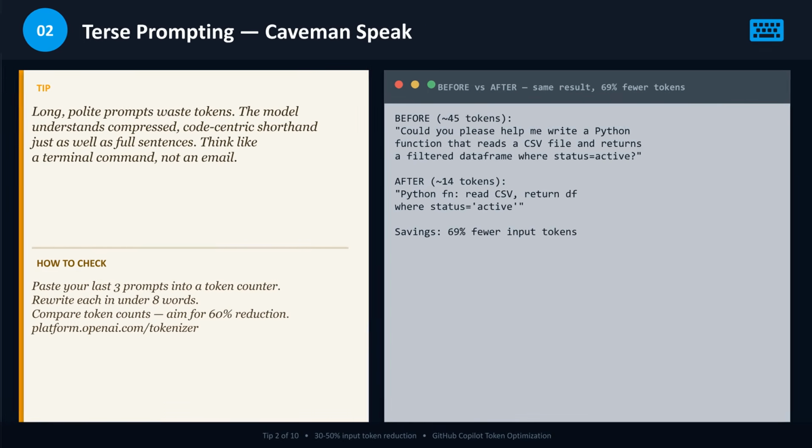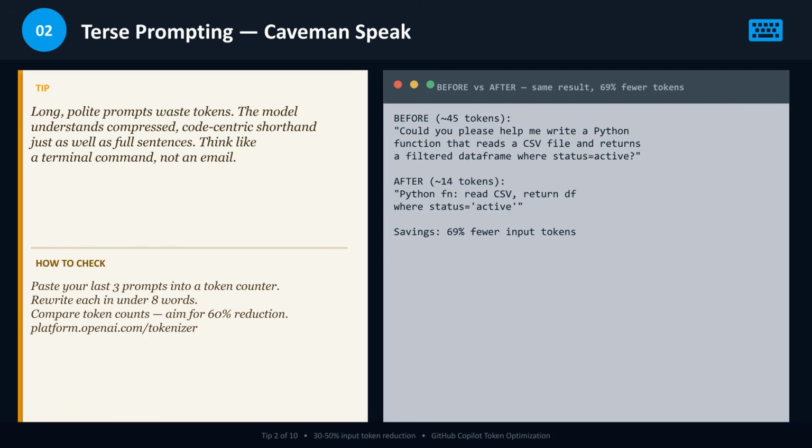Tip 2. Terse prompting, also called caveman speak. Developers often write prompts like they're composing a professional email, polite, detailed, with full context sentences. But the model doesn't need any of that ceremony. Switching to compressed, directive prompts can reduce input tokens by 30 to 50%. And remember, under usage-based billing, input tokens still cost money. Every unnecessary word in your prompt is money left on the table.